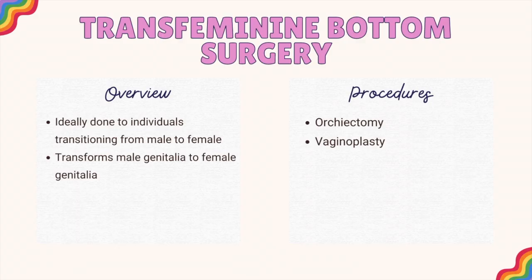The first category of bottom surgery is transfeminine bottom surgery. Ideally done to individuals transitioning from male to female, this procedure is done in order to transform the male genitalia into female genitalia. The most common procedures trans women undergo involve the surgical removal of the testicles through orchiectomy, which can be followed by the surgical reconstruction of the female genitalia through vaginoplasty.